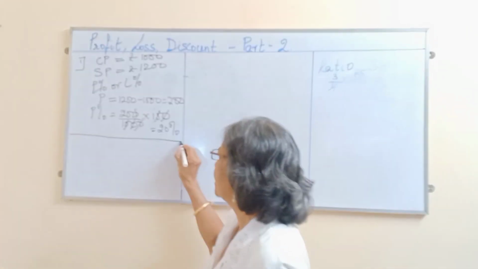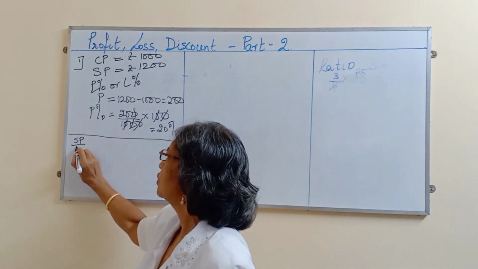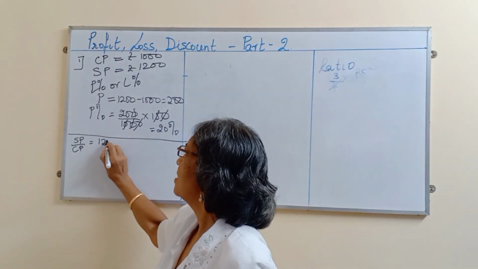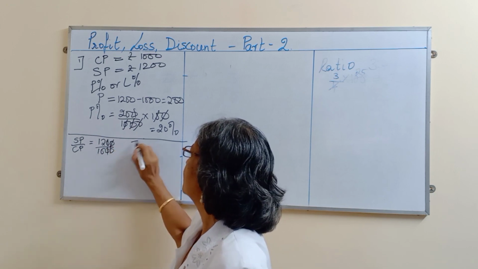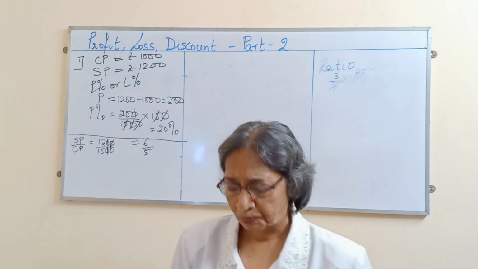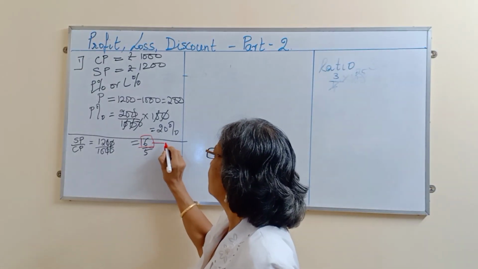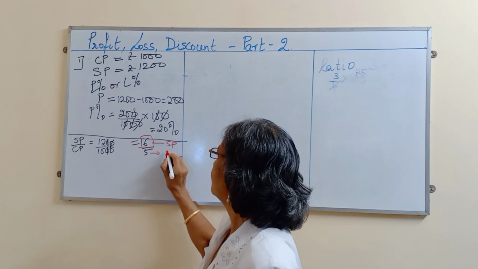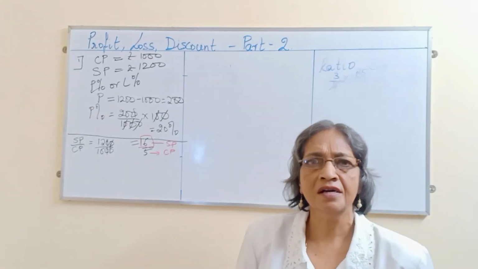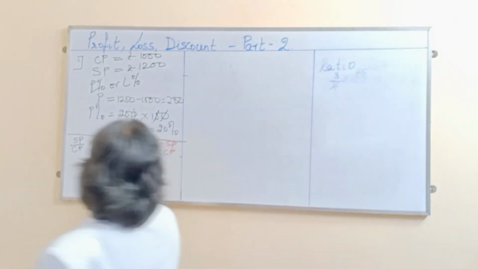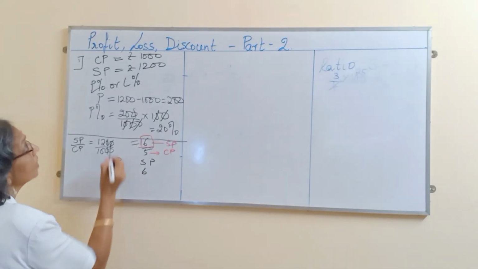Can we do it in a simpler method? Yes, there is a very simple method. By ratios. Take the ratio of SP and CP. SP is 1200, CP is 1000. So this comes out to be 6 upon 5. Now remember, when you are taking the ratio of SP to CP, the numerator becomes the SP, denominator becomes the CP. So what is the SP here? 6 rupees. What is the CP here? 5 rupees. Make a simple column like this. CP, SP. SP is 6, CP is 5.